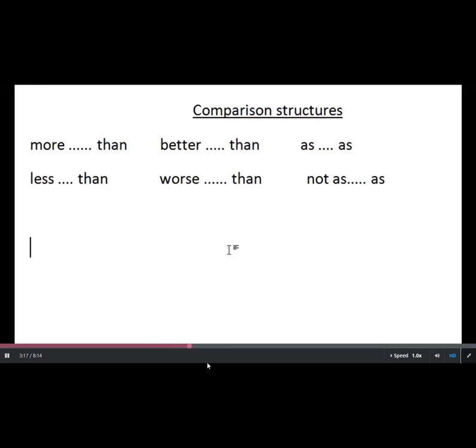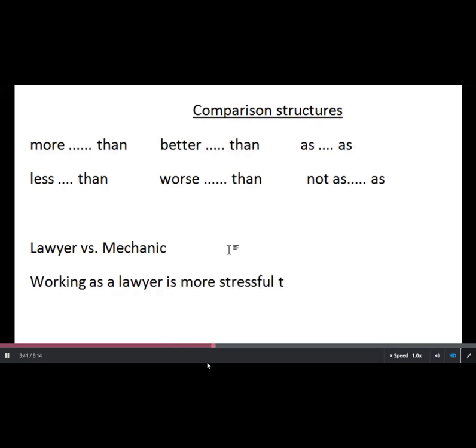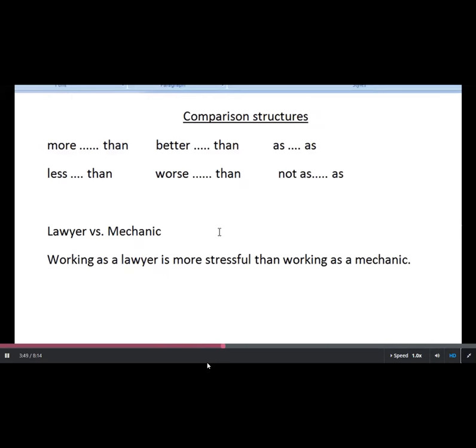So what can we say about a lawyer versus, let's say, a mechanic, right? We want to make the comparison between those two. Well, we could say the following. I think we could say that working as a lawyer is more stressful than working as a mechanic. And so we will use an adjective in this case. I decided to use the adjective stressful.